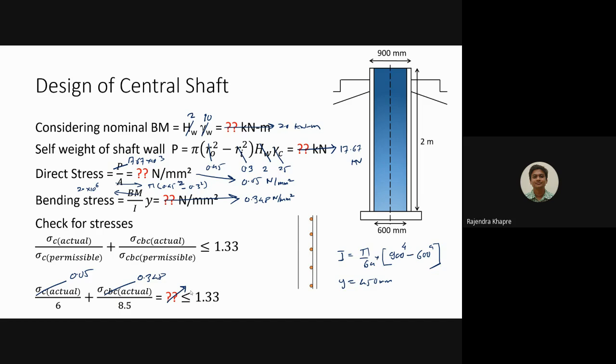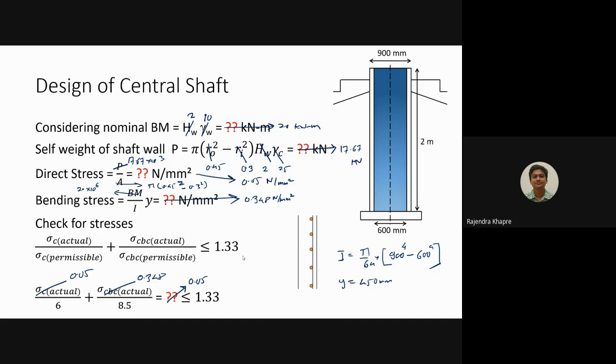Combined stress. What are you calculating for so long? 0.05. Okay, so you see it is very, very less.